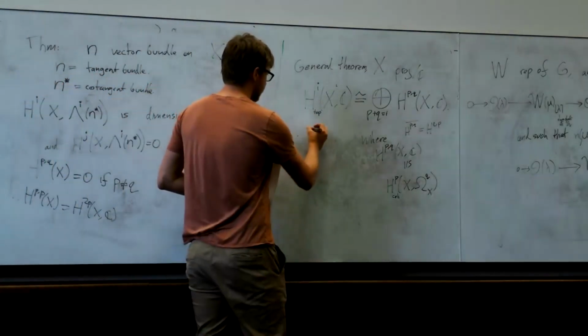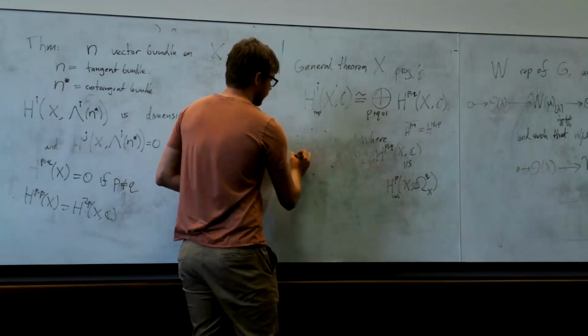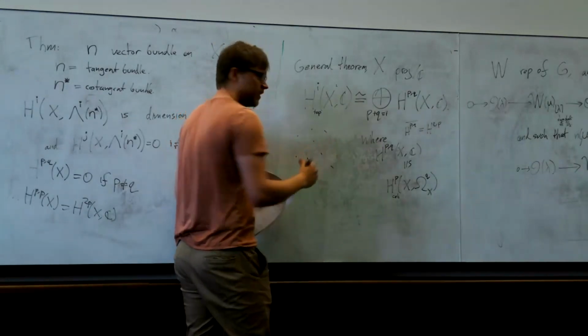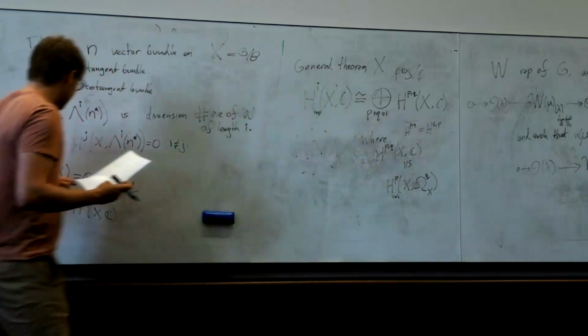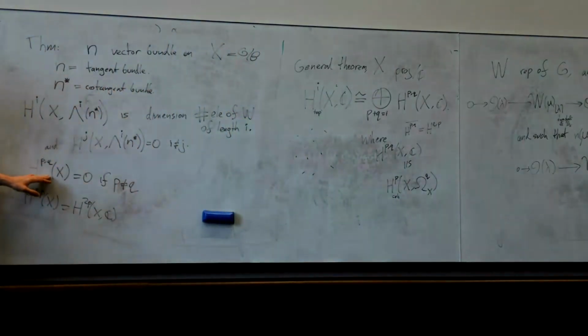This tells you that cohomology groups naturally are bigraded, they live in a triangle, or they live in a diamond. And what this is saying is they actually live in a line. So there's a lot of vanishing there.